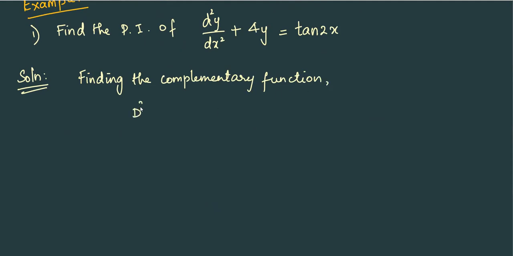So this is D squared y plus 4y equal to 0 for the homogeneous part. From here we get D squared plus 4 is 0. This is the auxiliary equation, which implies D is equal to plus or minus 2i. Okay.